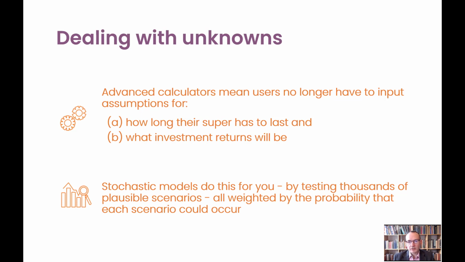So older style retirement calculators took those as inputs. So they had to take an assumption for how long you're going to live and an assumption of what your investment returns will be. Whereas a stochastic model does that for you. And the way it does it is by testing thousands of plausible scenarios for what these unknowns might be. But all these scenarios are weighted by the probability that each one could occur.